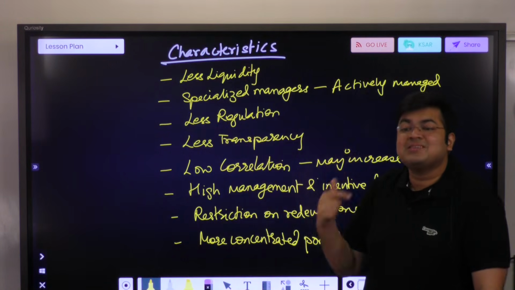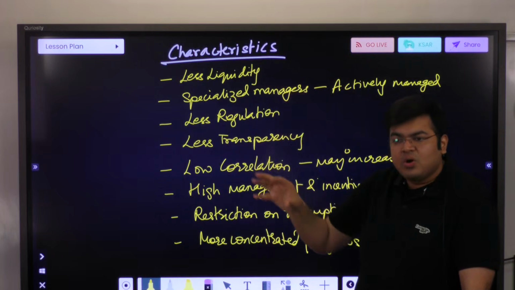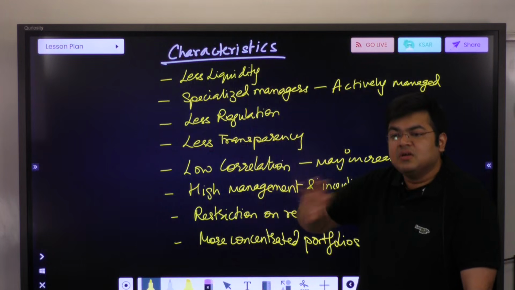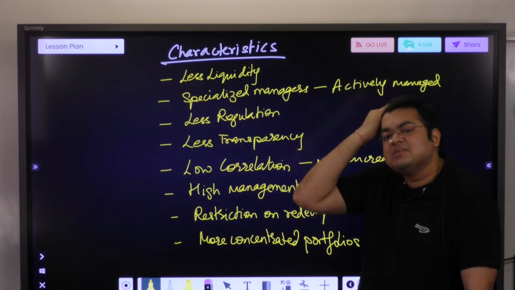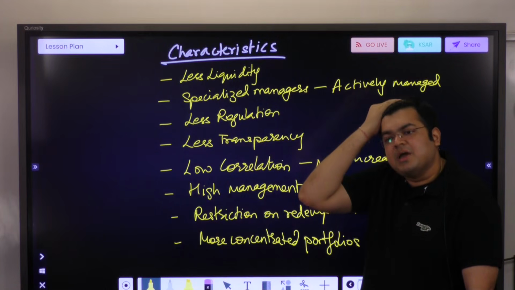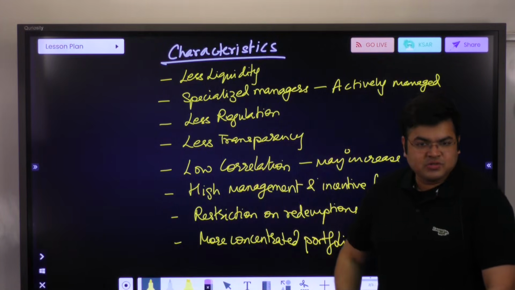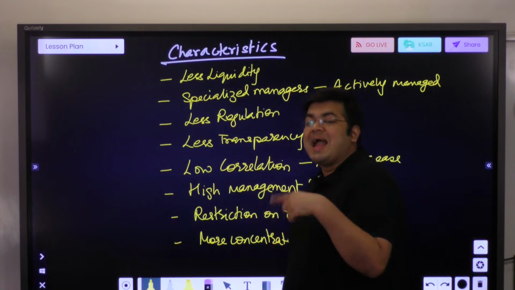So you need specialized managers, because within the alternate investment category, the sectors are very, very diverse, the categories are very, very diverse. Tell me, are you understanding this? So, specialized managers. Another thing is they need to be active managers.